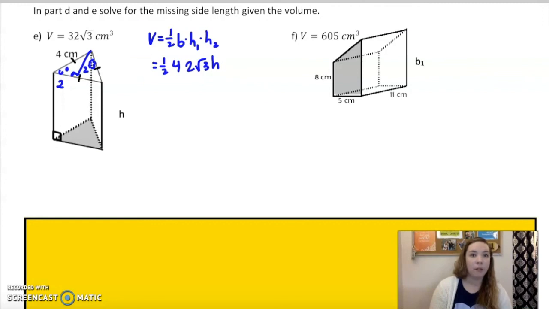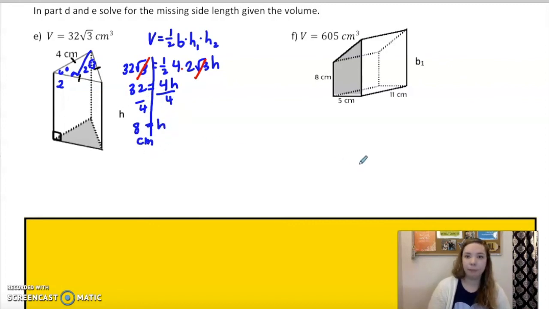I'm going to replace this volume with 32√3. And now we can solve for h. Right away, I'm going to go ahead and cancel my √3 since they're on both sides. And then 1/2 of 4 times 2 is going to give us 4h equals 32. So we'll divide by 4 to get 8 for our final answer for that dimension. So 8 centimeters is what we wanted.